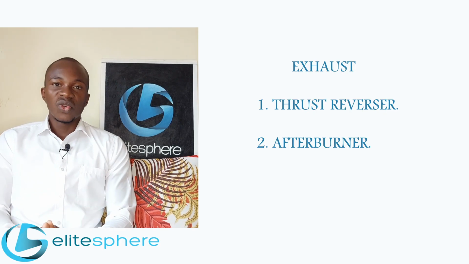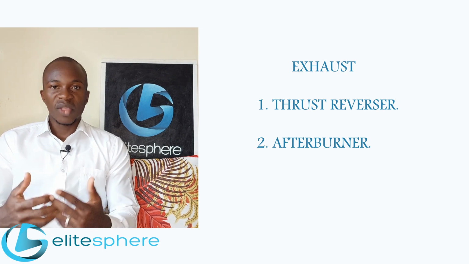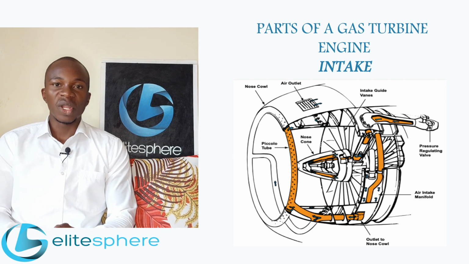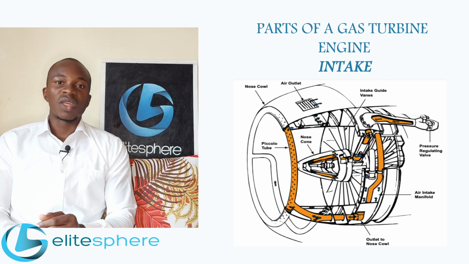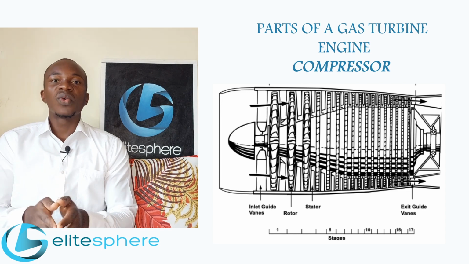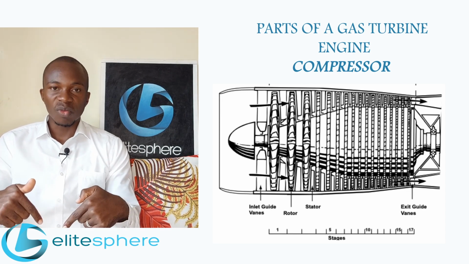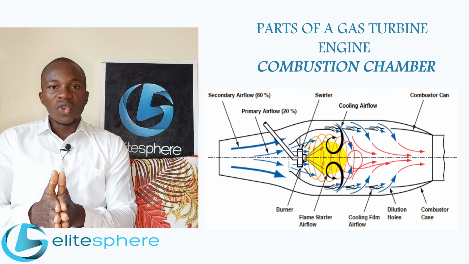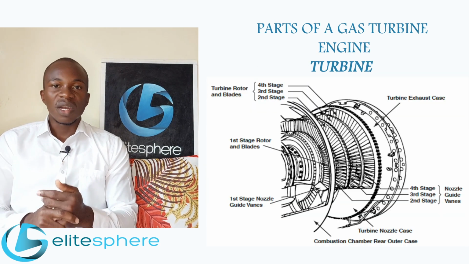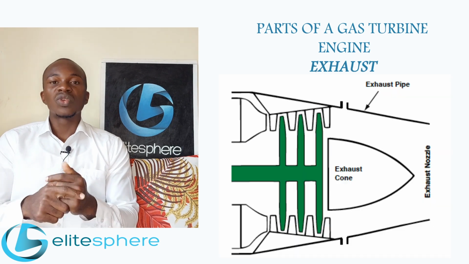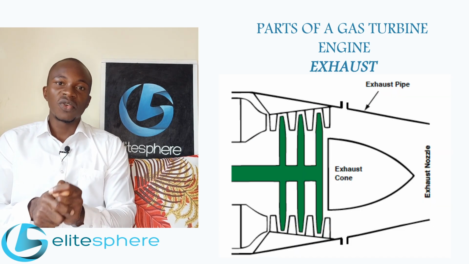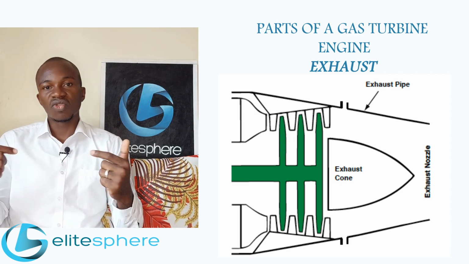In the last two videos, we have been looking at the parts of a gas turbine engine. In one video, we looked at the intake and the compressor of a gas turbine engine. If you haven't watched the video, there's a link to this video in the description below. In another video, we looked at the combustion chamber, the turbine, and the exhaust of a gas turbine engine. Again, if you haven't watched this video, you can find the link to this video in the description below.